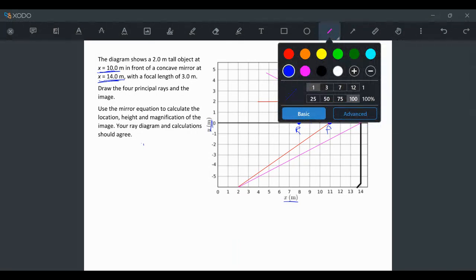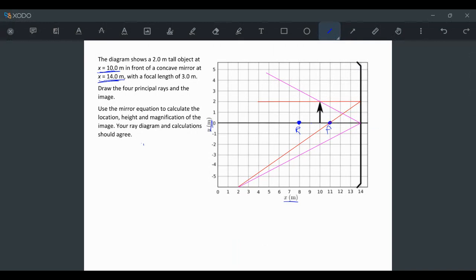Let's skip green in case anyone's colorblind. The next one we can do is one that passes through the tip of the object, through the focal point or the focal length, and then is incident on the mirror. That was hard to draw, so I'm just going to start there. That's going to intersect the mirror.